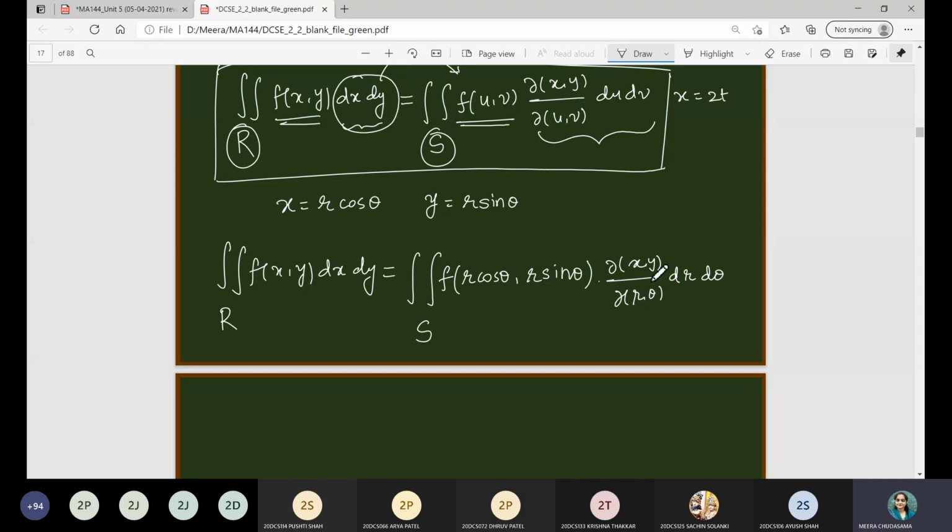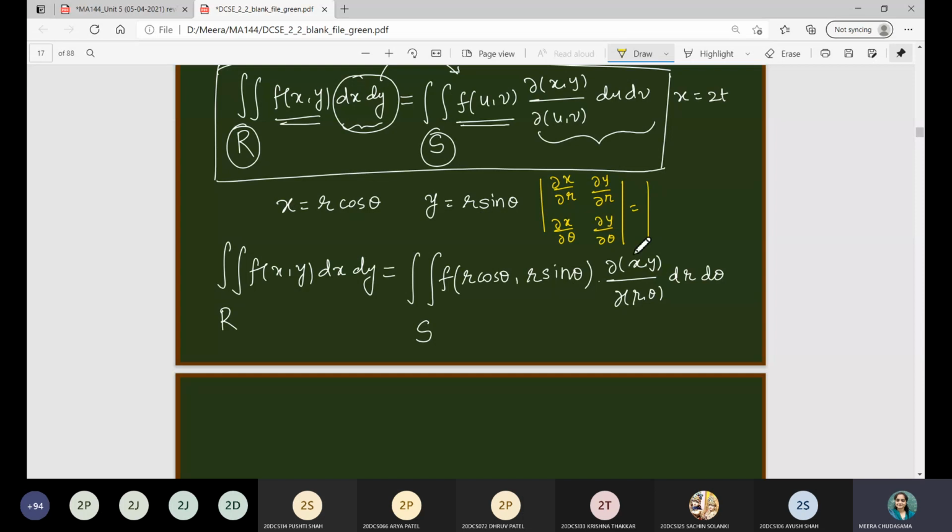So what is this Jacobian? Let me solve it over here. It will be r. So this is del x by del r, then del y by del r, del x by del theta, and del y by del theta. So you can see that this is the partial derivative of x with respect to r.